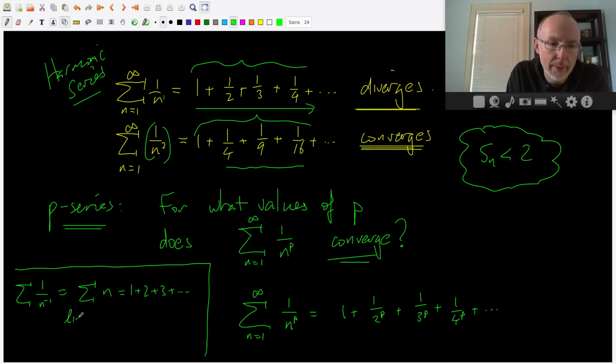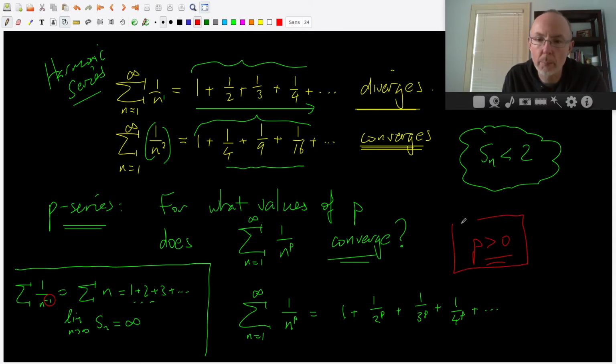So in that case, the limit as n tends to infinity of the nth partial sum has got to go off to infinity. As I keep adding more terms, it just gets bigger and bigger. And this is true for any value of p that's less than 0. So convergence is only possible if p is bigger than 0. Let's start with that assumption. We'll take p bigger than 0 and ask, what values is this going to converge for?